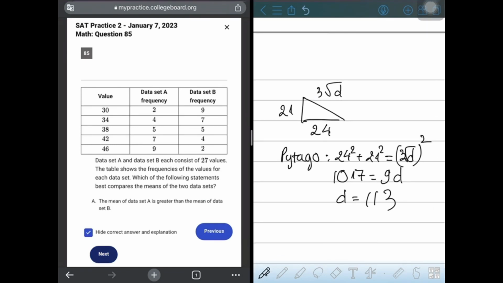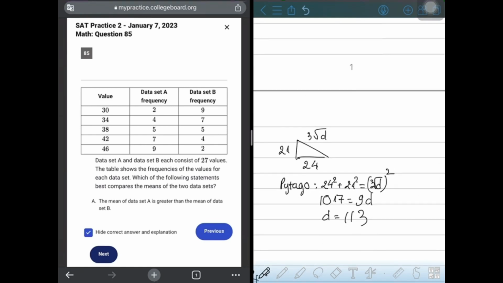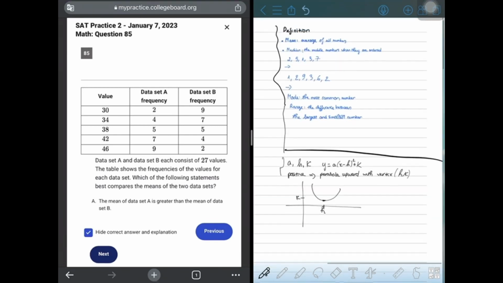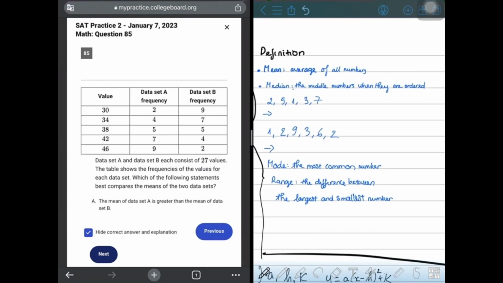This one is about, let me see, frequency and data. So now I will introduce for you the concept and also the formula for mean, median, mode, and range. Now follow the screen. I already wrote a definition for you. Firstly, it's about the mean. It means the average of all numbers.